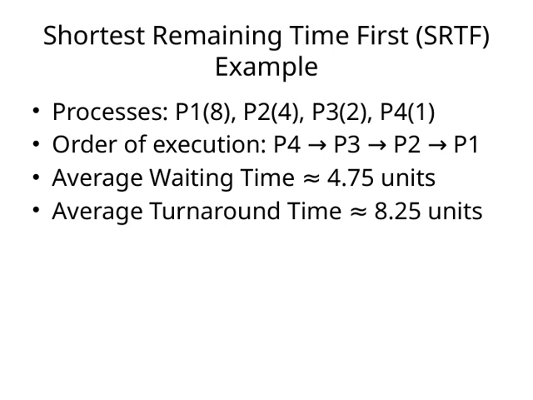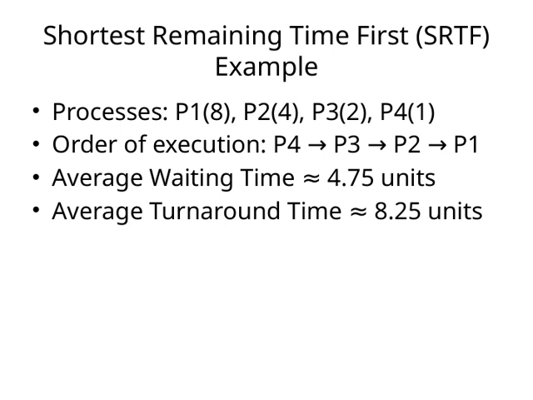In this example, the execution order goes like this: P4 first, because it has the shortest burst time of 1. Then P3, which has 2 units remaining, follows. After that, P2 with 4 units, and finally P1, which takes the longest at 8 units. This order ensures that we're always working on the process closest to completion, minimizing waiting time.